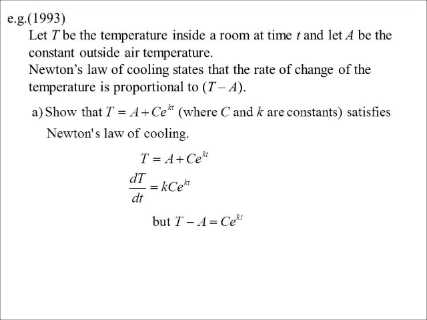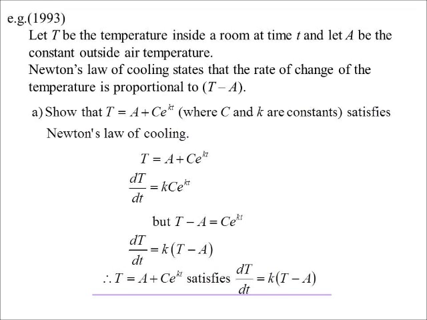Well, T minus A is, in fact, Ce^(kt), because if you look at the original equation, if I just move the A to the other side, I get T minus A is Ce^(kt). So we have dT/dt is k(T minus A). So it satisfies our differential equation of dT/dt is some constant times T minus A. So that's all we have to do to show that it satisfies.